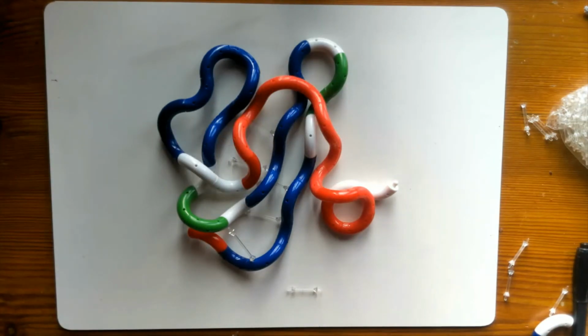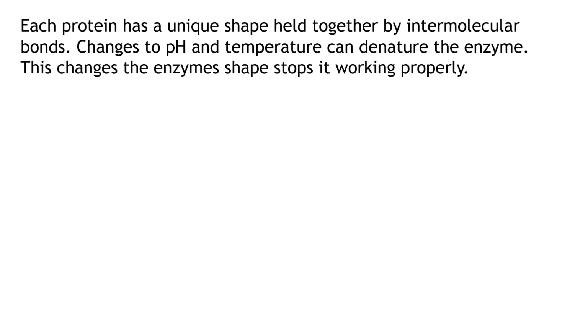So we say the protein is denatured and has lost its shape because we have broken the intermolecular forces between the side groups of the amino acids in the protein. So we know that each protein is a unique shape held together by intermolecular forces such as hydrogen bonding.